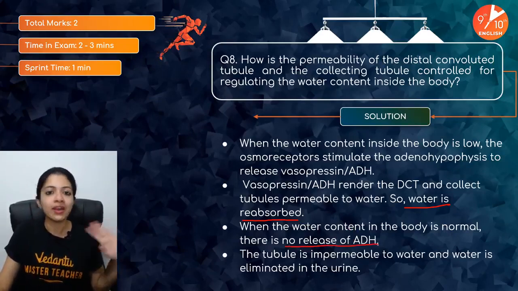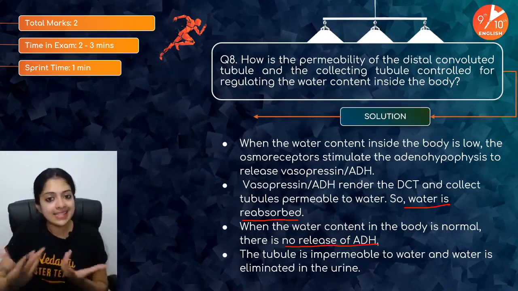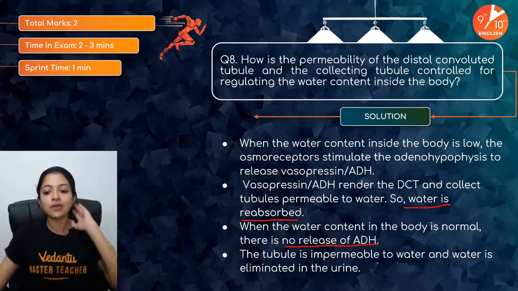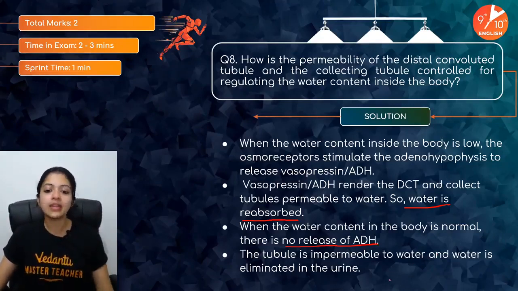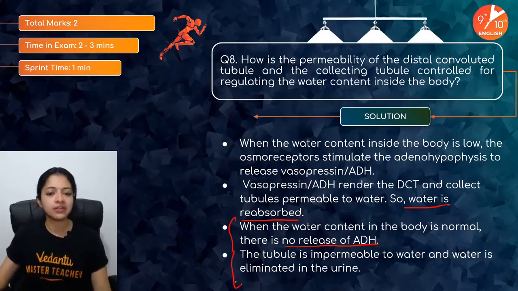Yes. So your endocrine glands, your pituitary gland and your hypothalamus can get a sense, because they are super intelligent. Yes, of course. And the tubule is impermeable to water and the water is eliminated in the urine. This is the case when there is sufficient water content in your body.